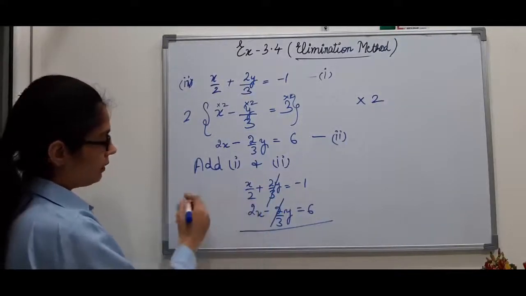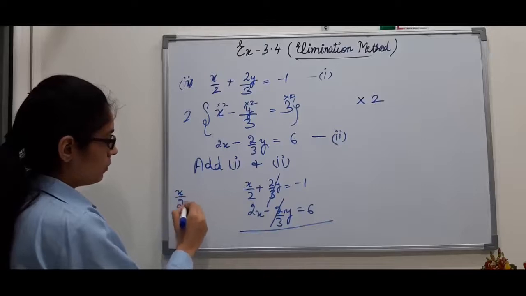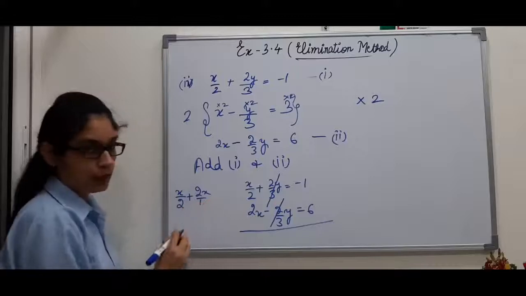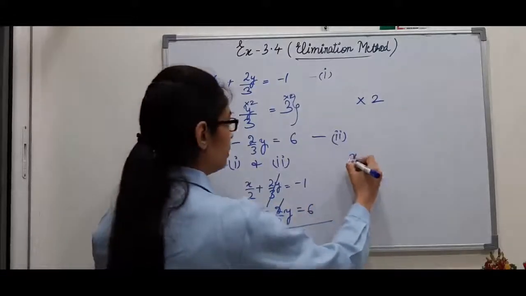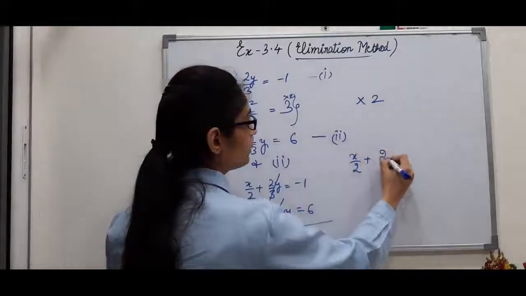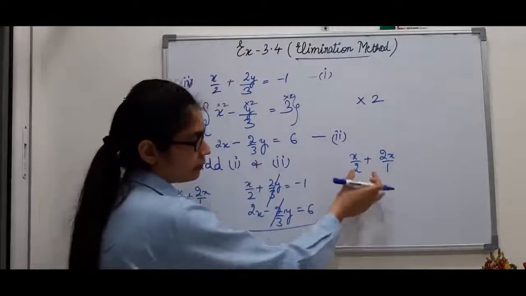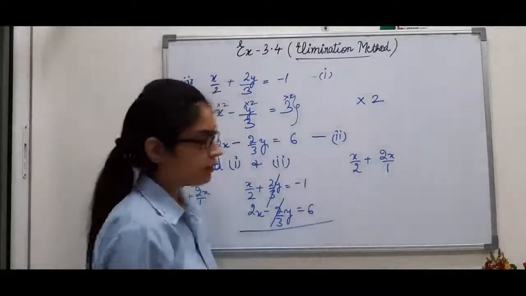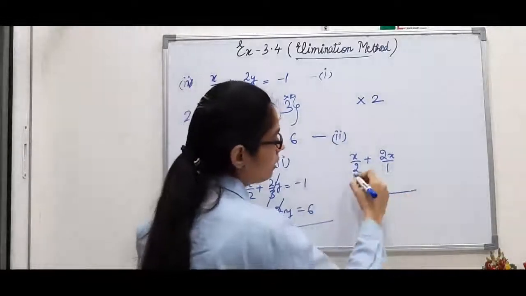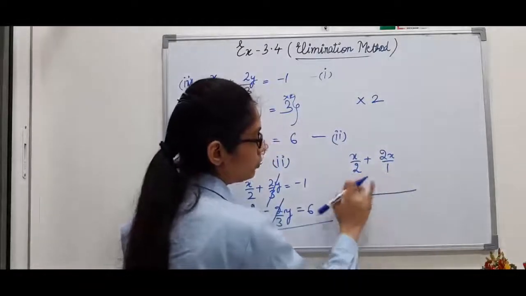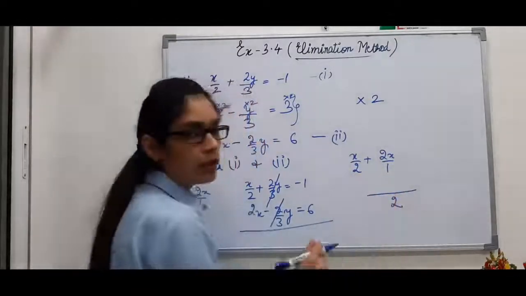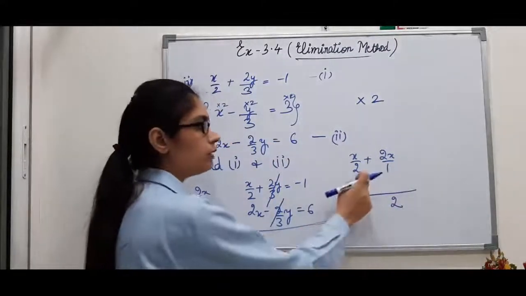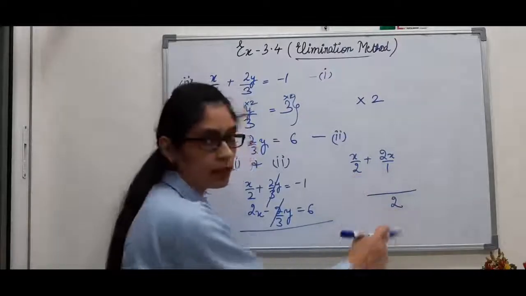Now I have to add x by 2 plus 2x. This is simple. Here I will write 1 to make it simple: x by 2 plus 2x by 1. See, both terms are fractions. If the denominators don't have any common factor, the LCM will be simple. In that case, we can simply multiply these two denominators: 2 into 1 will be 2. If the denominators don't have any common factors other than 1, you can simply multiply them to find the LCM.